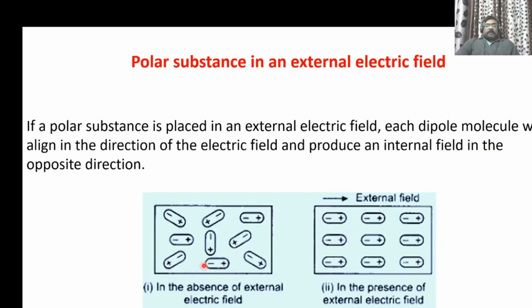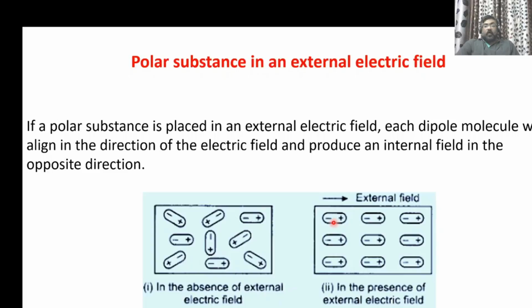So these two figures. This is a polar molecule, a polar substance kept in the absence of an external electric field. This figure at the same time shows a polar substance kept in an external electric field. The external electric field is acting in this direction as the arrow indicates. So you can see one thing. What is the difference? In this case, the polar molecules are randomly distributed so that their total moment is 0.